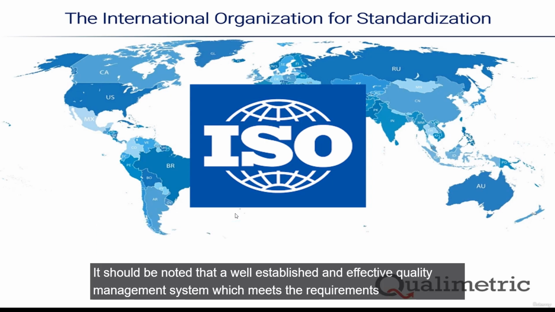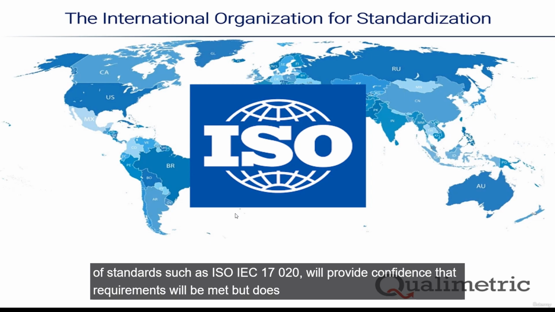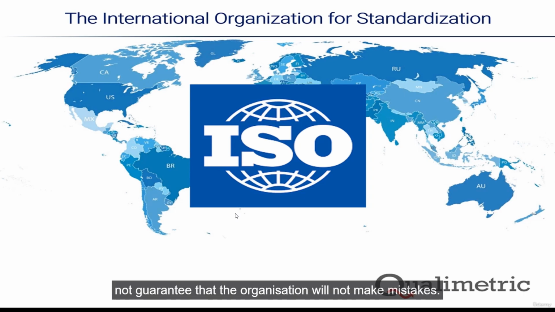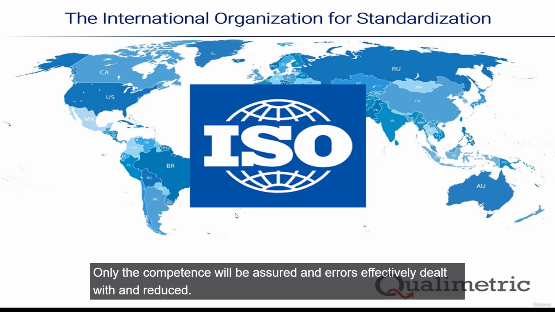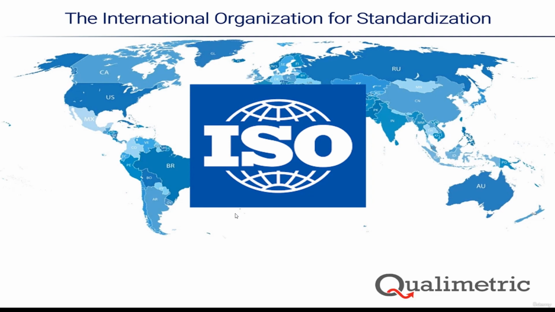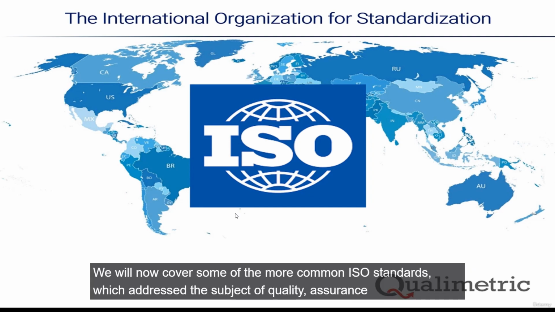It should be noted that a well-established and effective quality management system which meets the requirements of standards such as ISO IEC 17020 will provide confidence that requirements will be met, but does not guarantee that the organisation will not make mistakes, only that competence will be assured and errors effectively dealt with and reduced. We will now cover some of the more common ISO standards which address the subject of quality assurance and management.